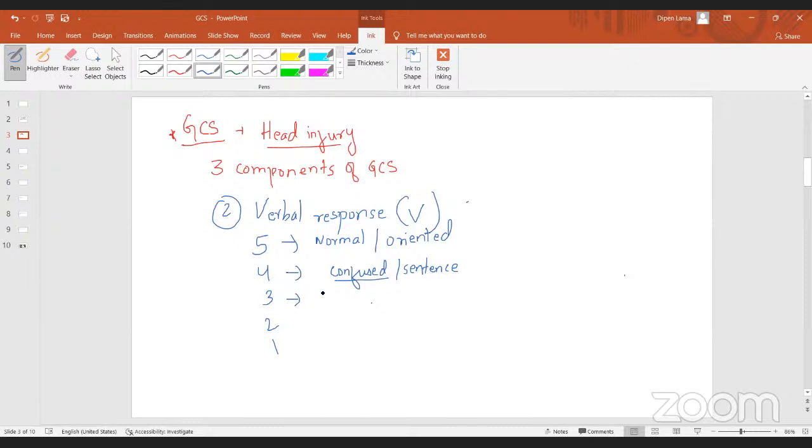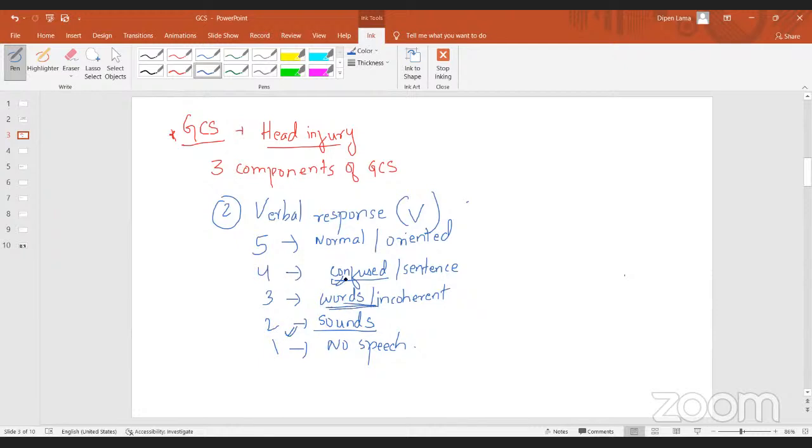For V3, it is words. V3 is words, and that should be incoherent words. For V2, it's only sounds. And for V1, there should be no speech, no response, no speech. That is V1. So for V2, don't be confused. V2 is only sounds. V3 is words.